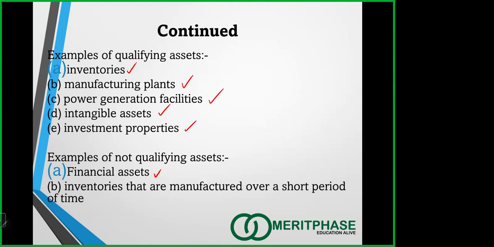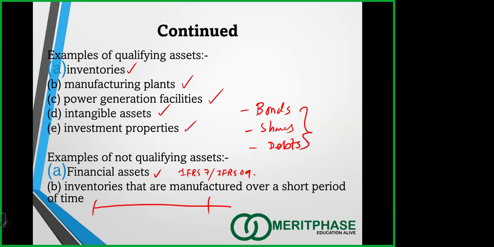Now, examples of non-qualifying assets. Financial assets. What are financial assets? Bonds, shares, and debts. These items we will discuss under IFRS 7 and IFRS 9. Inventories that are manufactured over a short period of time, we talked about it. If it is within 12 months, zero. If the construction or manufacturing finishes within this period, you don't need to apply IAS 23. Clear? Yes, clear.